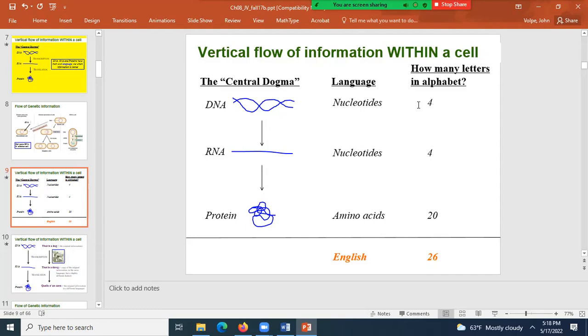And the number of letters in the alphabet, there's 4 nucleotides for DNA. There's also 4 nucleotides for RNA. And then the language for proteins is amino acids. And for most cells, the number of letters in the alphabet of amino acids is 20. Meaning for humans, there are 20 different amino acids that can make up a protein. Now for the English language, we have 26 different letters. Any question about any of that?